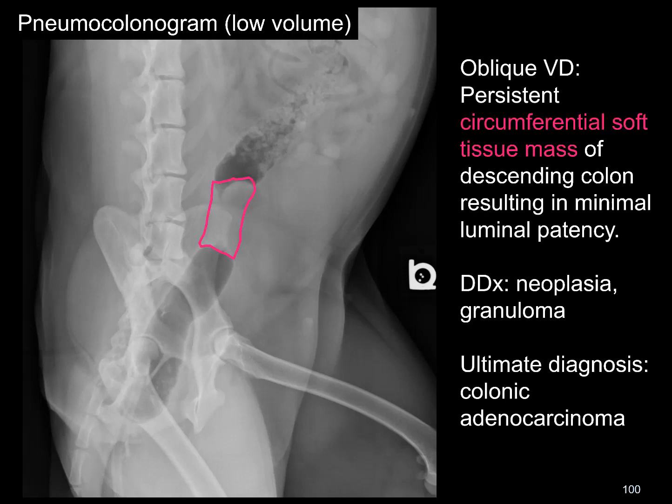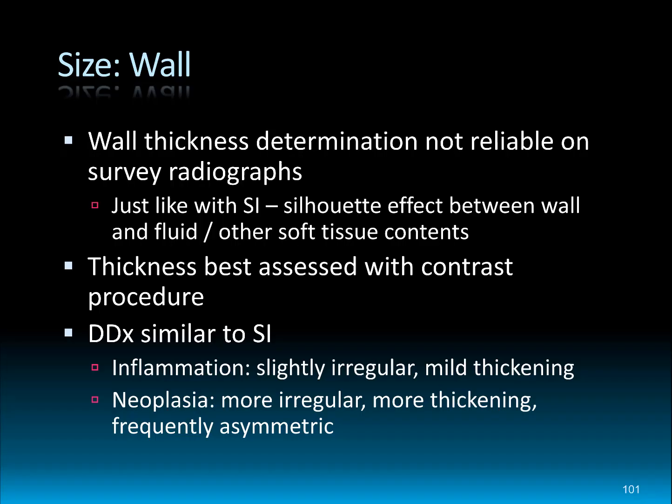We have differentials from cancer to granuloma. Realistically, cancer is probably more likely, and this ended up being a colonic adenocarcinoma.